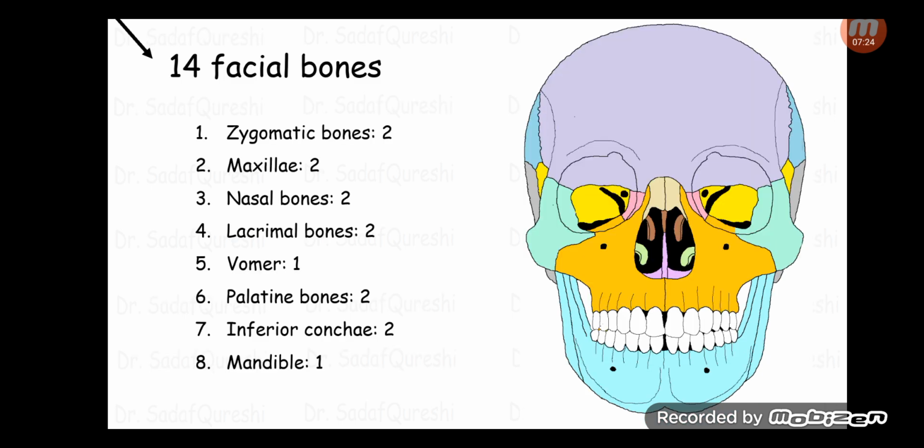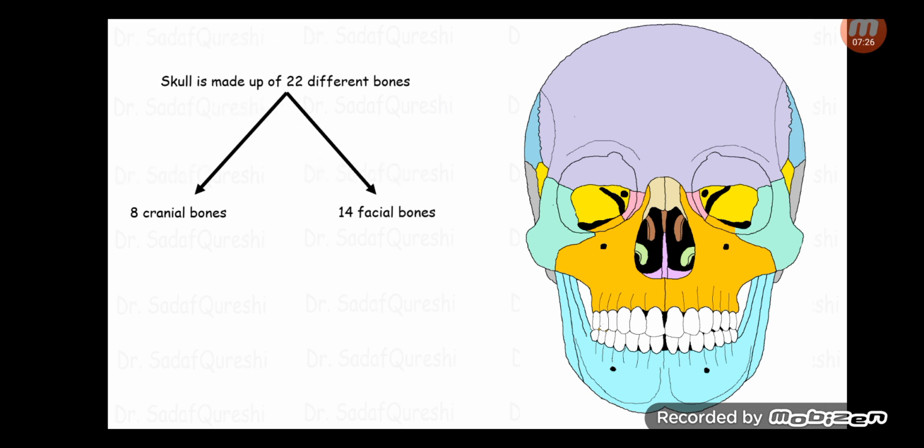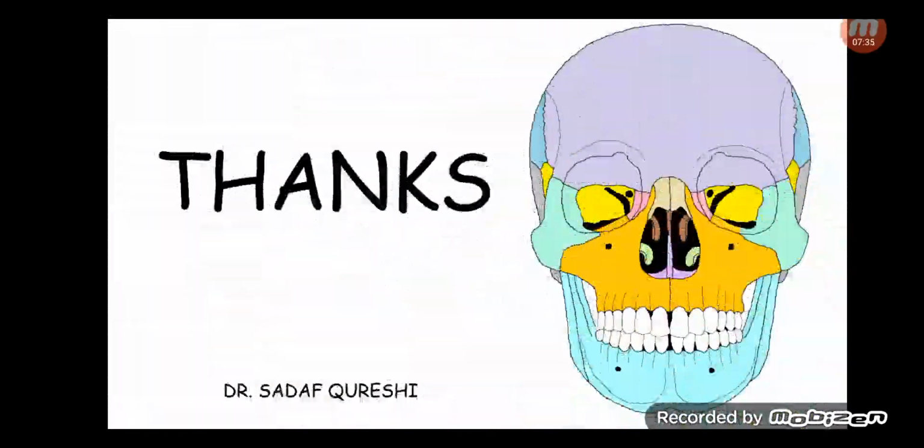So these were the 14 facial bones, and we talked about skull that is made of 22 different bones, that were 8 cranial bones and 14 facial bones. So this was all about the bones of skull.